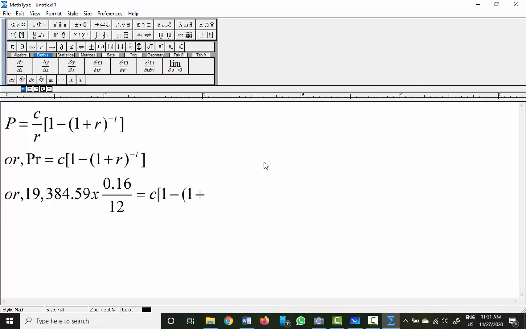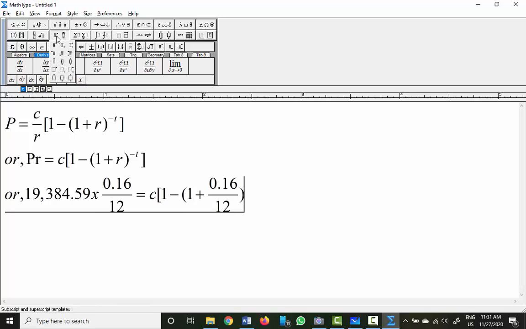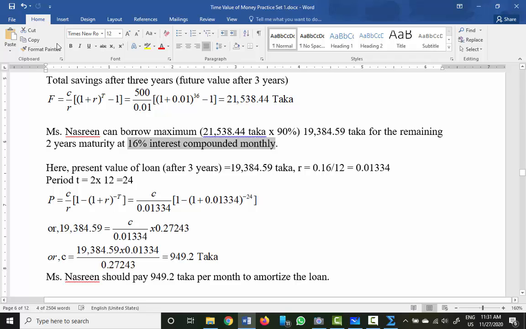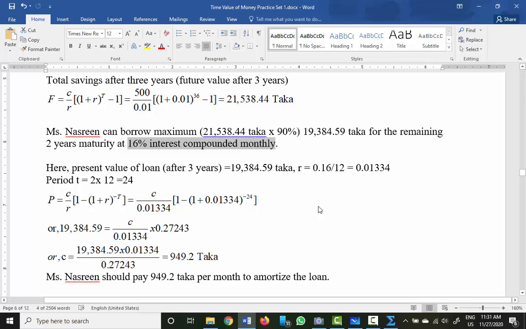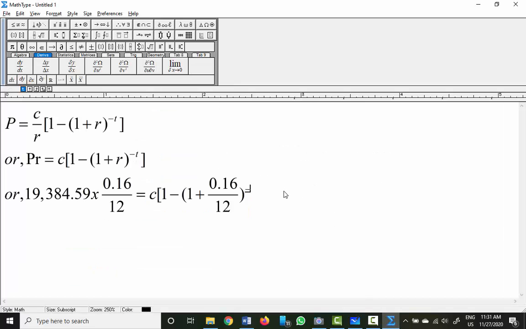1 plus this one) to the power minus t. We have 2 years maturity for the loan, that is 24 installments, so that means minus 24. So the value of t is 24, right? Bracket closes there. So let's do this calculation first. So what will we have?